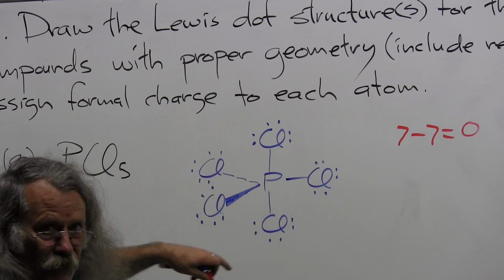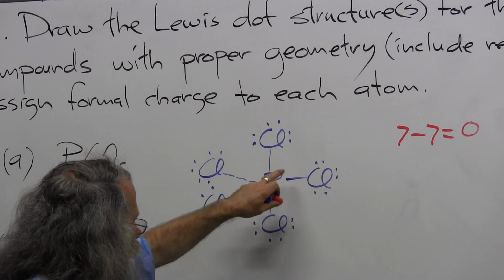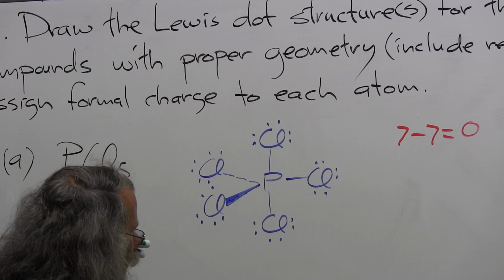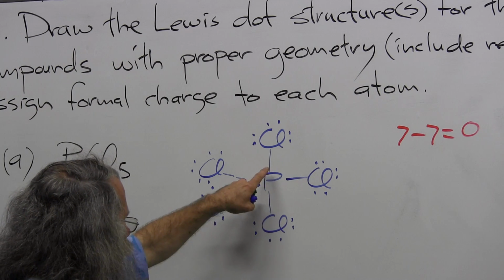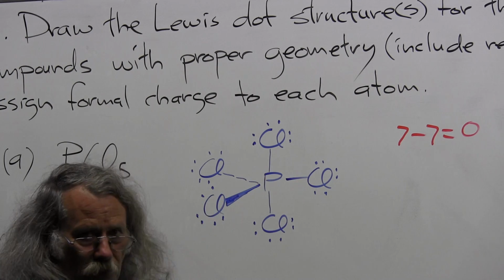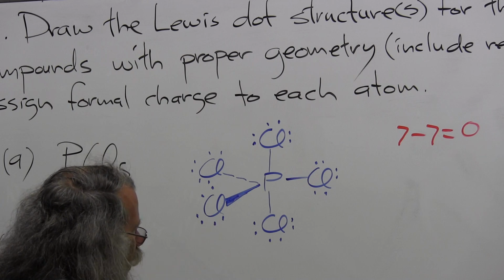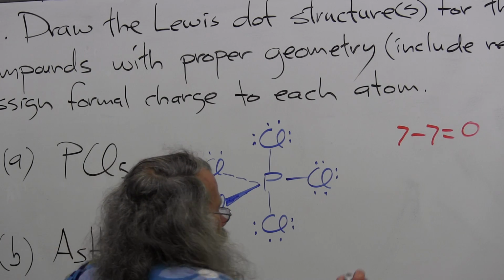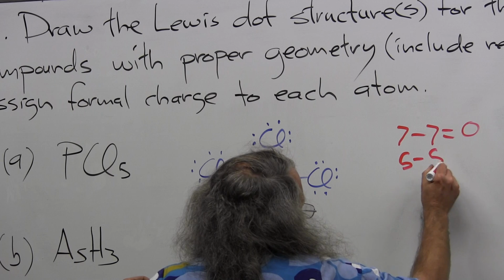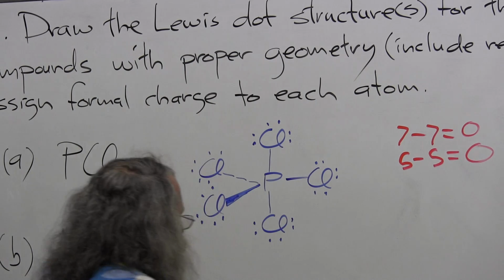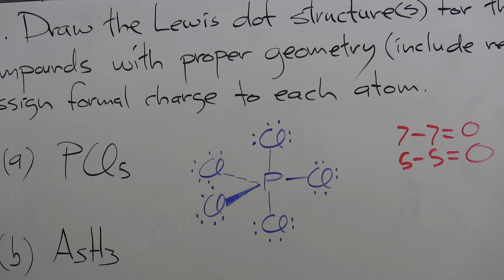Now it's going to be the same for all the chlorines. So now I have to assign the formal charge to phosphorus. And I've got 1, 2, 3, 4, 5 electrons with the phosphorus, and phosphorus is group 5, so it's 5 minus 5 equals 0. So I have 0 formal charge on the phosphorus. Now, I want to depict this on the page with the formal charge assignment in an unambiguous fashion.